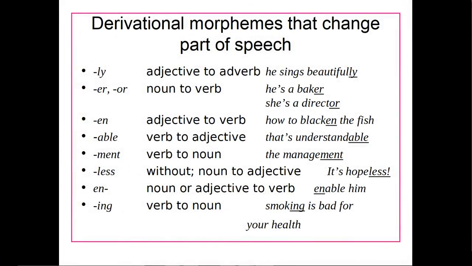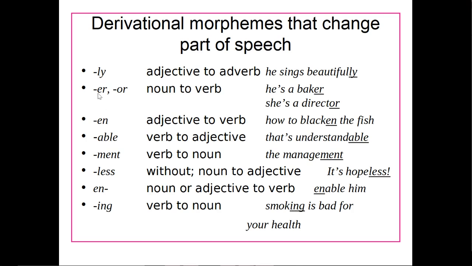So some examples of derivational morphemes in English that do change the part of speech is something like the ly that we add on to adjectives to form an adverb. So he sings beautifully. We've added on the ly to beautiful, the adjective, to change it into beautifully, the adverb. We see the er or the or endings that can change a noun to a verb, like with changing baker, director, things like that. We see the en ending changing an adjective to a verb, talking about blackening a fish.